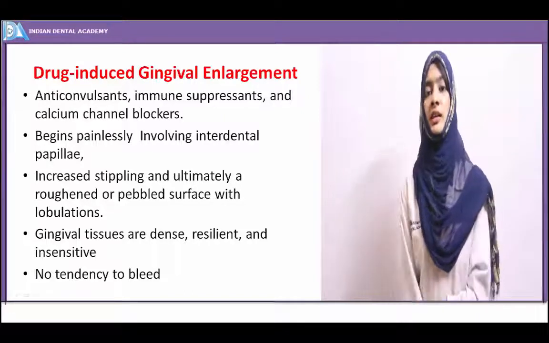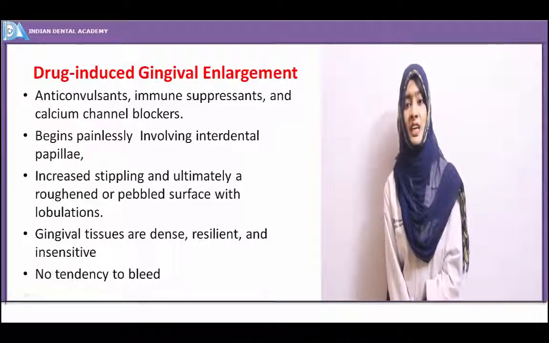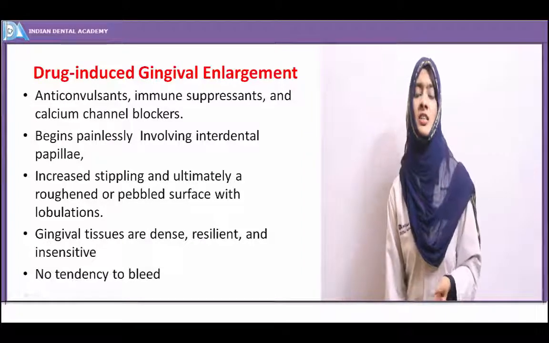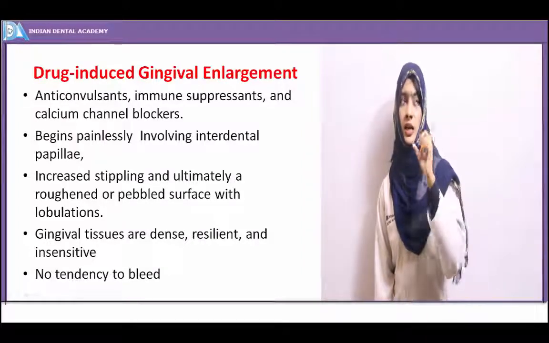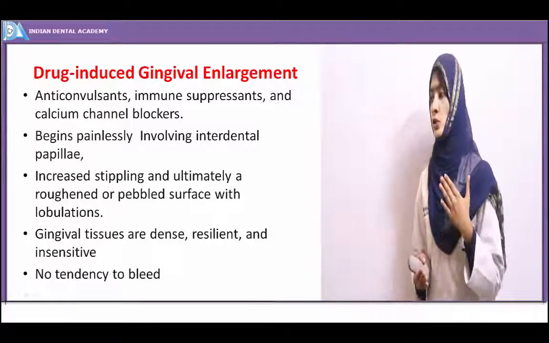So this drug-induced gingival enlargement initially begins as a painless enlargement of gingiva involving the interdental papillae, alveolar gingiva and marginal gingiva. Initially the interdental papillae show the change, then it progresses to involve the other buccal mucosa also.